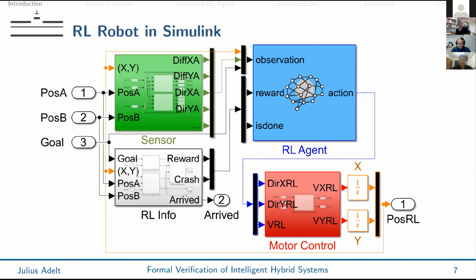Here we see the interiors of the reinforcement learning robot model in Simulink. This is actually part of a larger model also containing the two opponents. And this reinforcement learning robot contains the reinforcement learning agent from the Reinforcement Learning Toolbox, a simple sensor, a motor control, and an info service.